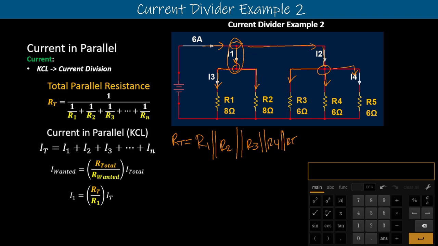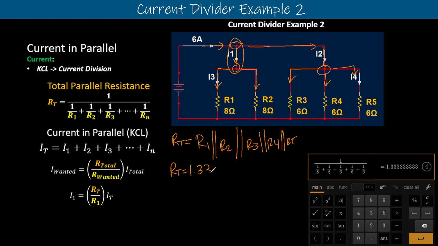So we can plug all of those into our Desmos over here and say that we have 1 over 8 plus 1 over R2, that's also 8, plus 1 over R3, that's 6, plus 1 over the next one, R4, that's 6, plus 1 over the last one, which is also 6, R5 there. And so we're given a total resistance, RT, of 1.33 ohms. We expect our total resistance to be smaller than the smallest resistor. Our smallest resistors were those 6 ohms, and so this makes sense for us.